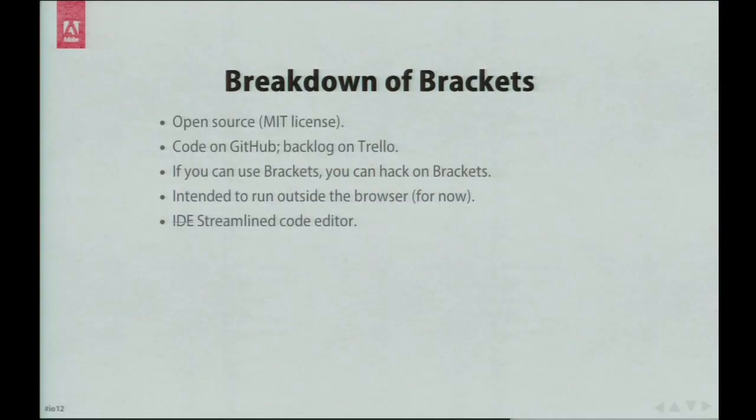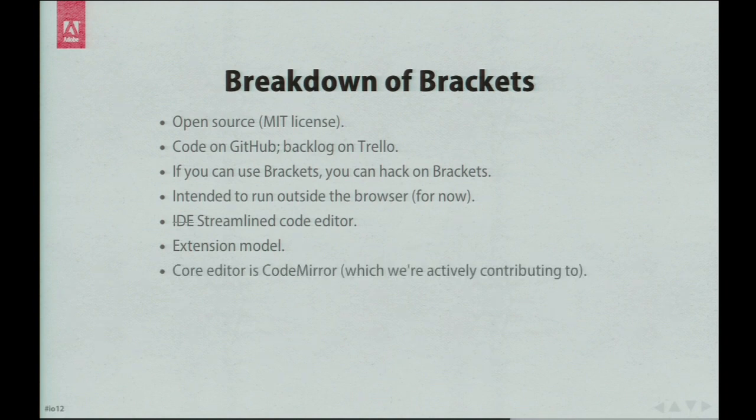We're not trying to build an IDE, we're trying to build a streamlined editor, right? We're not trying to compete with Visual Studio or Eclipse or something like that. We're trying to build something fast and streamlined. We want it to be an editor. And so we have a good extension model. It's an evolving extension model, which is really designed to help us keep a lot of the things that maybe everybody doesn't want out of the core product, and so people can just bring in what they want. And the last thing I want to say is that the core editor is CodeMirror, which is a separate project, which is something that we're also actively contributing to.